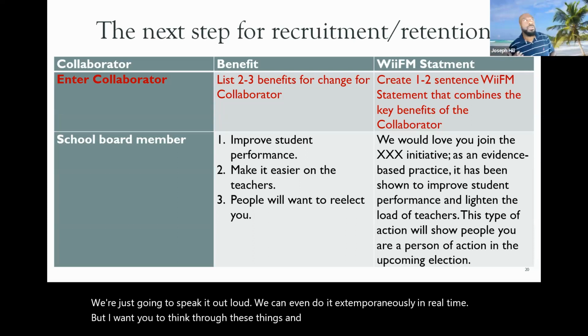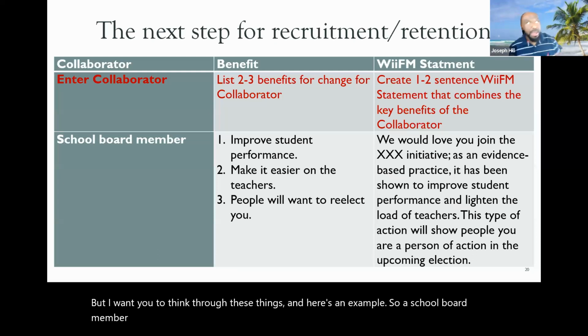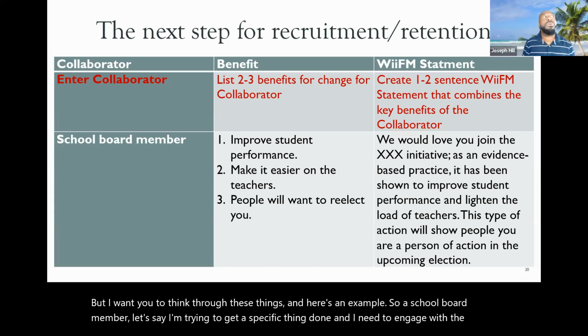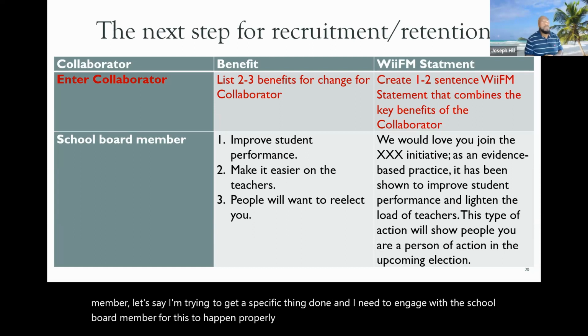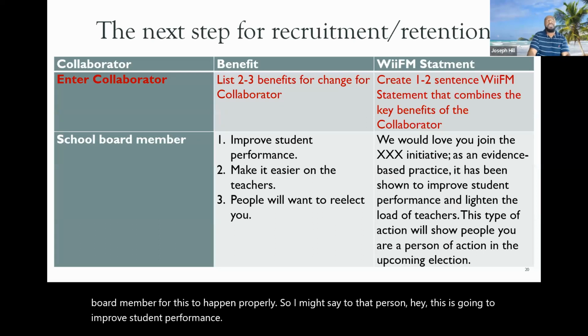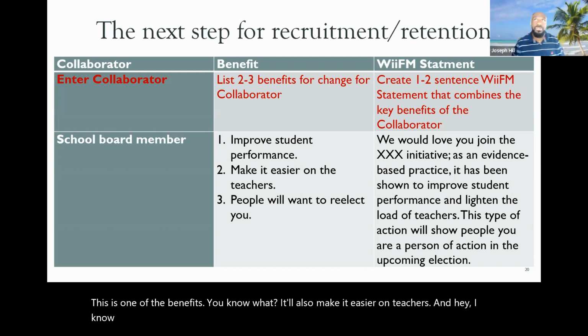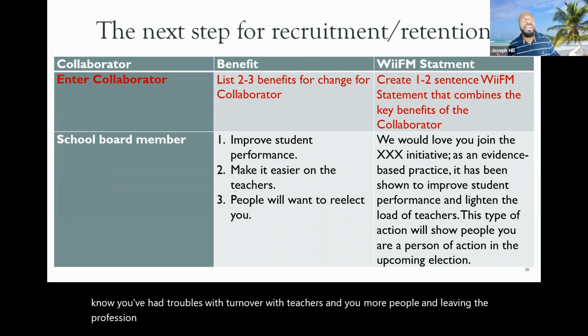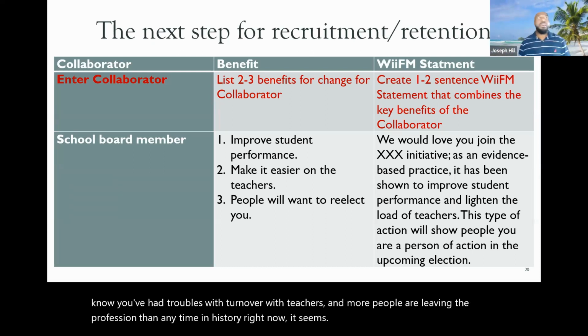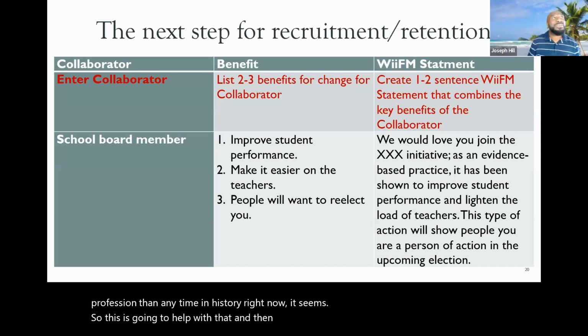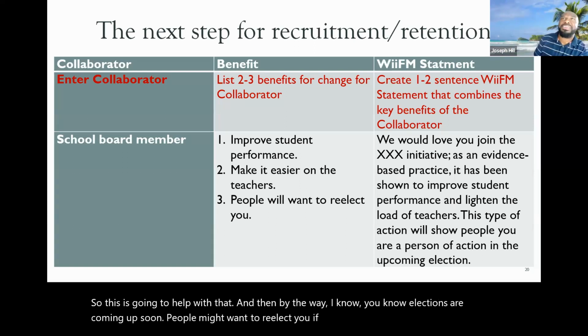And here's an example. So a school board member, let's say I'm trying to get a specific thing done and I need to engage with the school board member for this to happen properly. So I might say to that person, hey, this is going to improve student performance. This is one of the benefits. You know what? It'll also make it easier on teachers. And hey, I know you've had troubles with turnover with teachers, and more people are leaving the profession than any time in history right now, it seems. So this is going to help with that. And then, by the way, I know elections are coming up soon. People might want to re-elect you if they see that you're aligned with this, right?